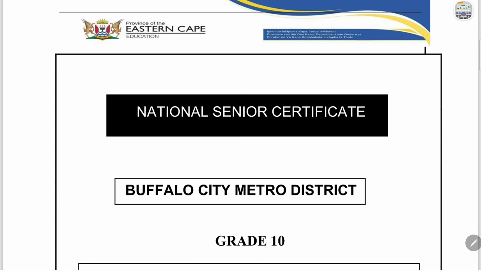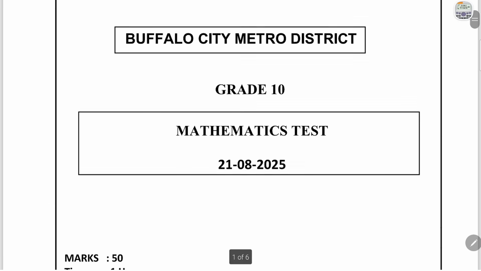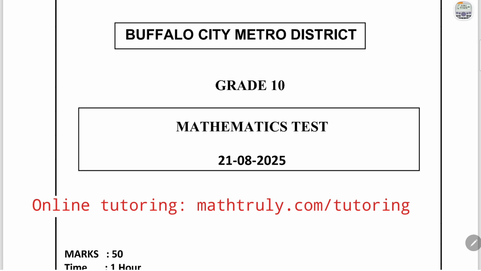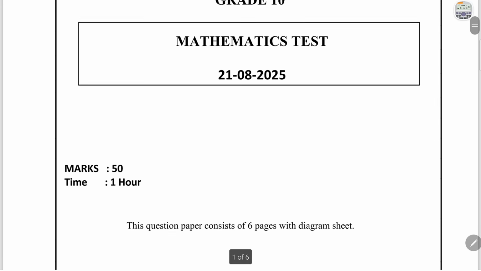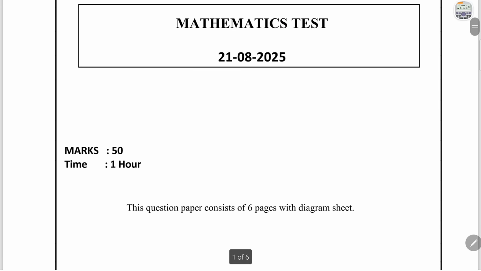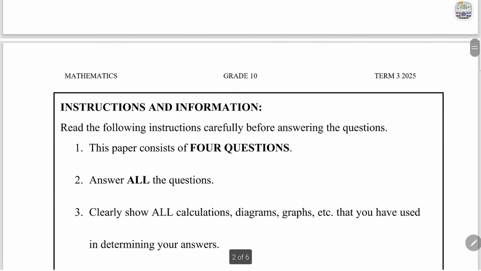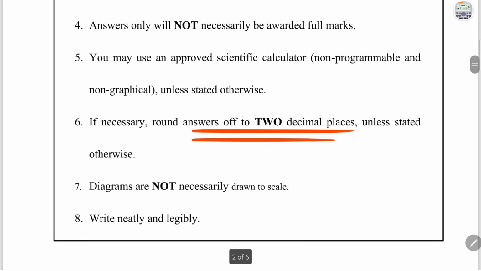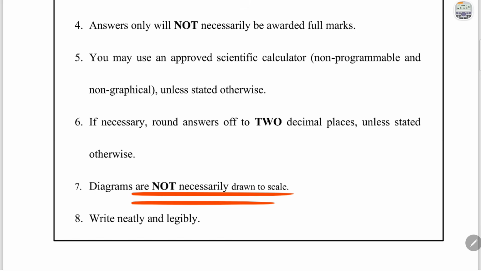In this video we will be working on Eastern Cape's grade 10 mathematics test, specifically from August 2025. The marks allocated to this test is 50 marks and you have 1 hour. Moving on to the instructions, just remember that we're going to round off to 2 decimal places unless stated otherwise, and the diagrams are not necessarily drawn to scale. Okay, with that being said, let's get into this video.